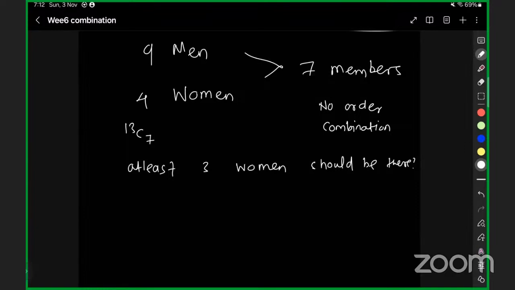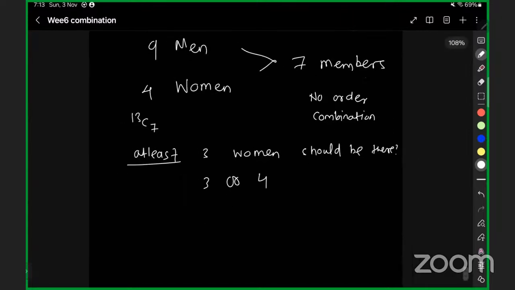So now it will be both permutation and combination. No, again, we have to use combination only, because we are selecting only. We are not ordering. There's no order, but I said at least 3. So either 3 women will be there or 4. Maximum 4 are there. So these 2 cases are there. You have to add them, right?